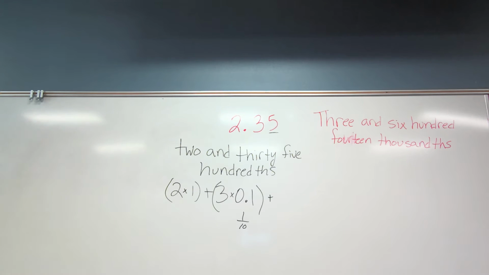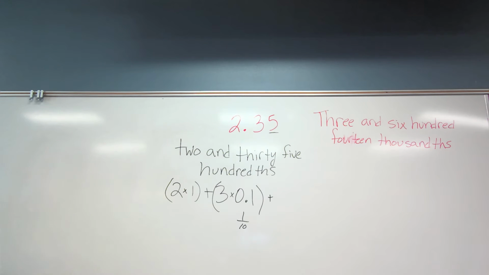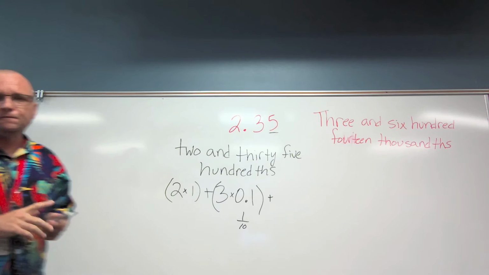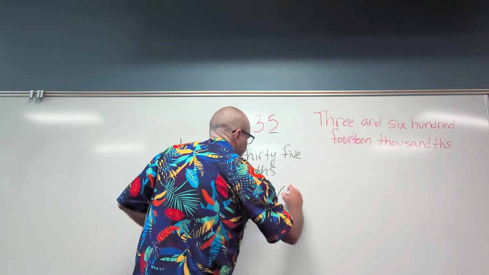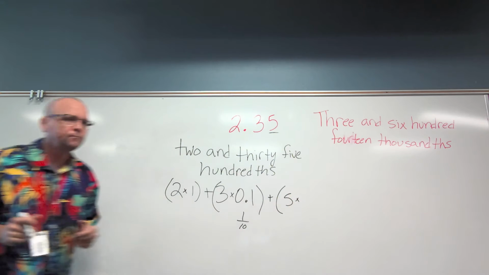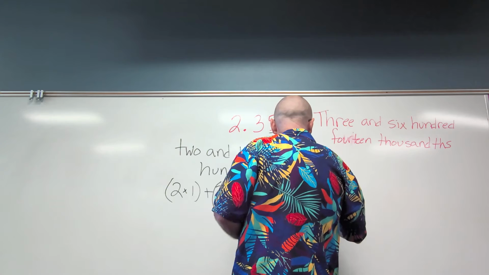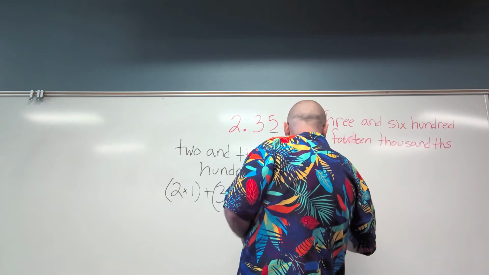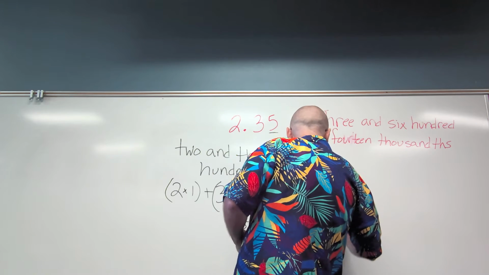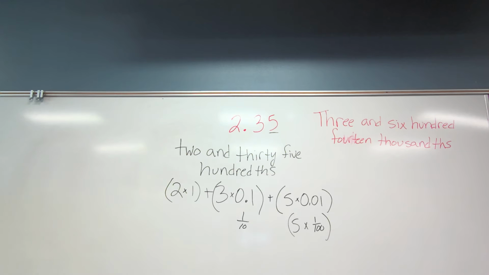Because when you have an assignment on this, you can always go back and look at this video to help you. And then the 5, Courtney. And then 5 times 0.01, or 5 times 1/100. And realize as we move to the right, the place values get smaller, or 1/10.